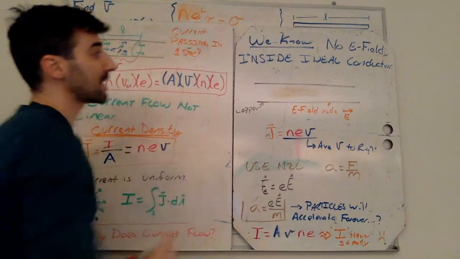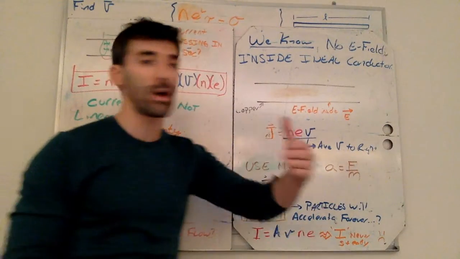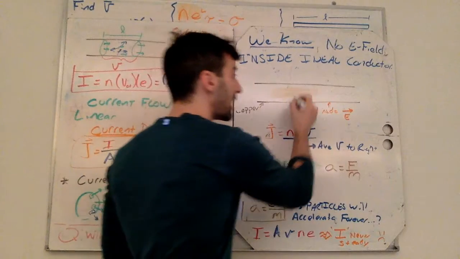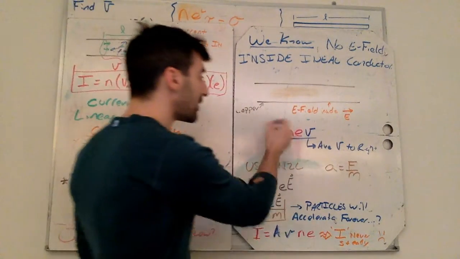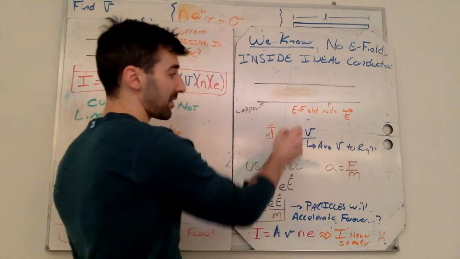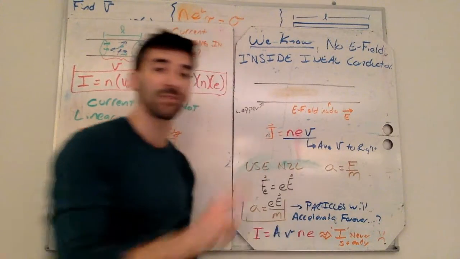Once I have this electric field set up, contrary to popular opinion, electrons traveling in a wire don't go very fast. In fact, they actually move relatively slowly. They actually start drifting in the direction of this electric field. So my current density, J, is equal to N E times V, where N is the number of carriers, E is my charge, V is the velocity. That V is actually my average velocity.